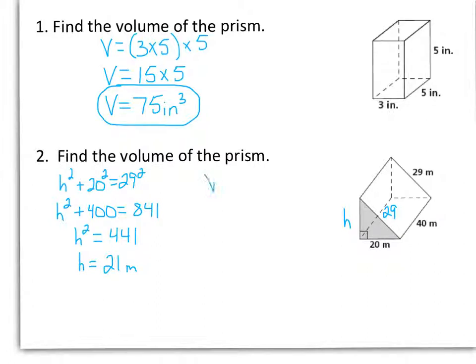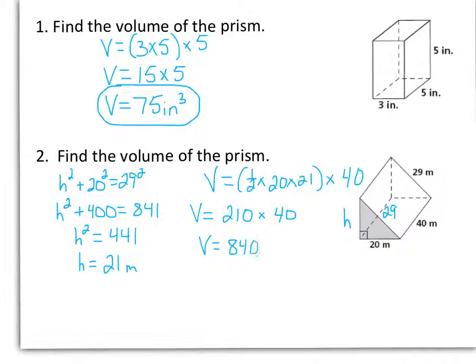So now we can find our volume. Volume will be area of the base. Since our base is a triangle, that will be 1/2 times base, so 20, times the height of 21, then times the height of our prism, which is 40. So volume equals 210 times 40, or 8,400 meters to the third.